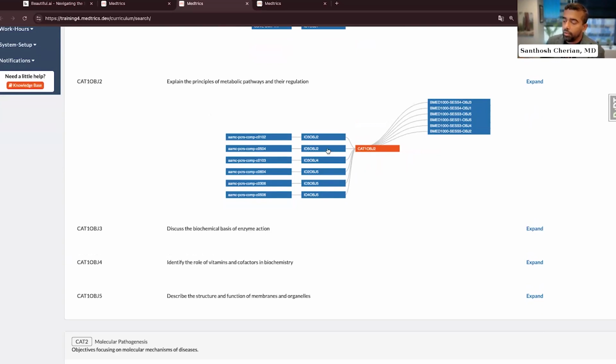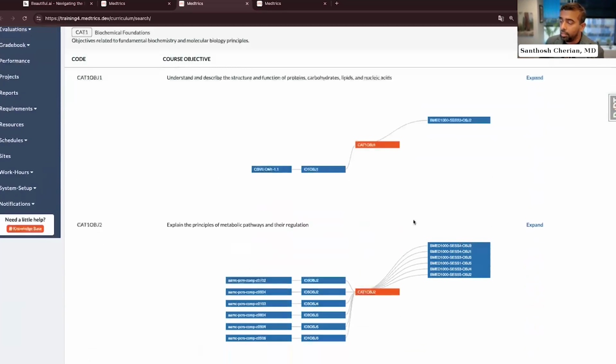This is also powerful when you have a site visitor or someone that is coming to your organization and asking you, how do you map your curriculum and make it available? Simply pull up metrics, go to this page, and show them how it's done.